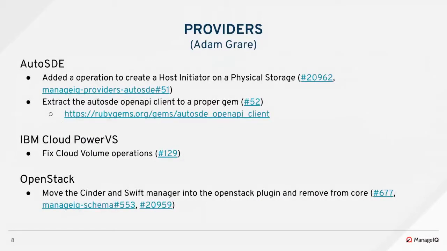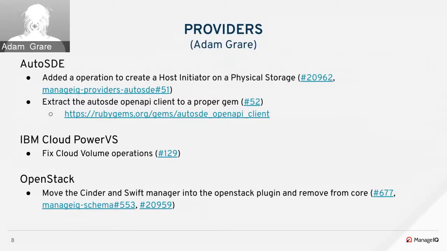The AutoSDE team added the operation to create new host initiators. These host initiators were added in previous sprints. Now they have the operation on core and in their provider to actually create new ones. They also extracted their AutoSDE SDK gem. It's an OpenAPI client that was in their provider. They extracted it to a proper gem, and it's on RubyGems now, which is great.